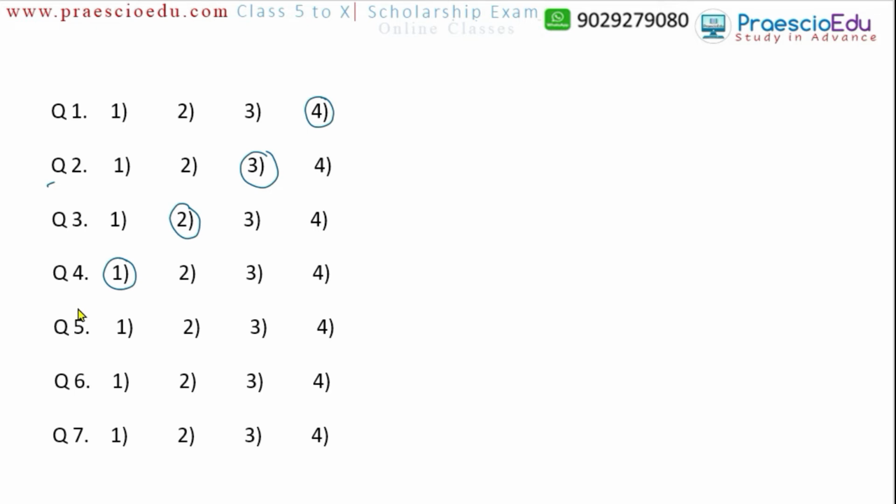Now question number 5: 49, 25, 16 and 81. In this one, if you see, all are square numbers. But 16 is an even number, so we can say it is an even square number. So that's why option number 3 for question number 5, 16, is the different term.